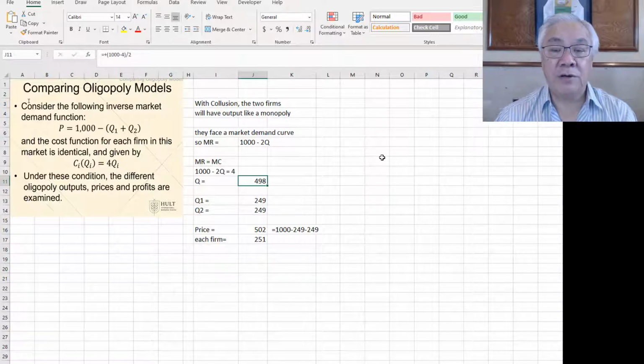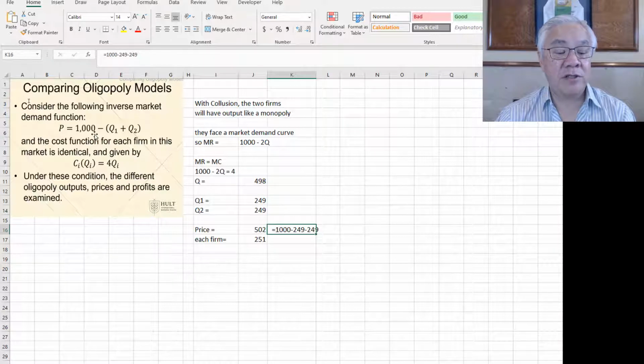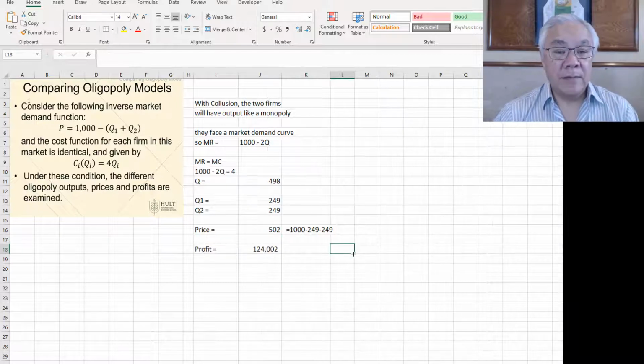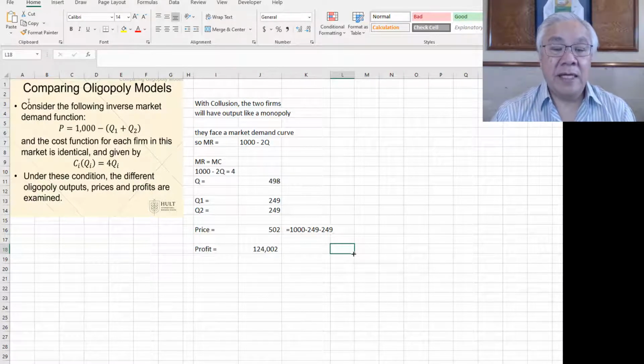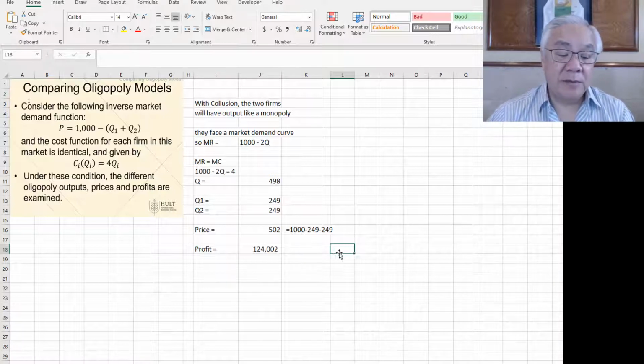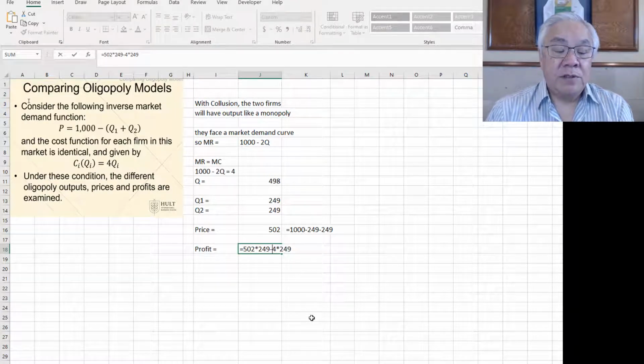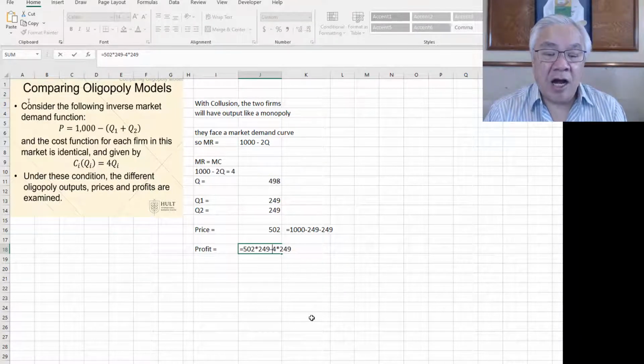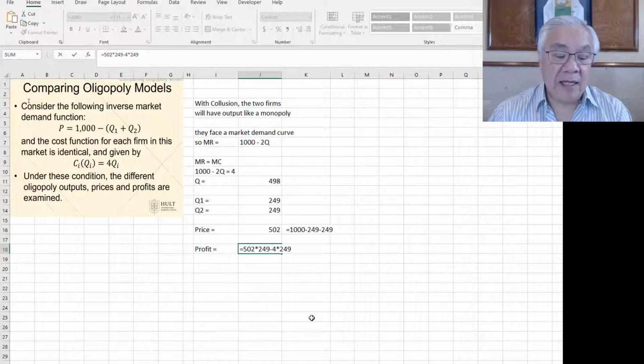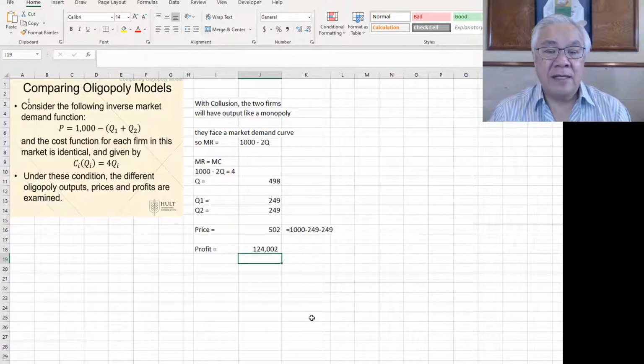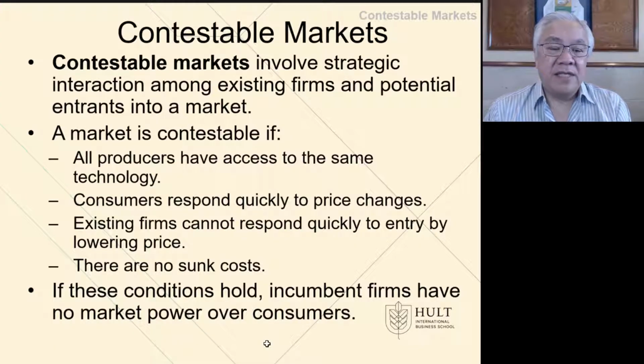So we took 1,000 minus 2Q equals their marginal cost, which is 4. We solve it for a Q of 498. So they split it, and it's 249 for each party. The price then becomes, again, based on this function, 1,000 minus 249 minus 249. At that pricing level, they each will face the same price of 502. They each will have the same volume of 249. So the profit equals the revenue, 502 times 249, minus the cost of 4 times 249. And the result is they each make 124,002.